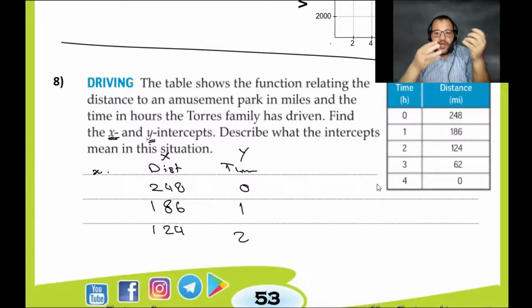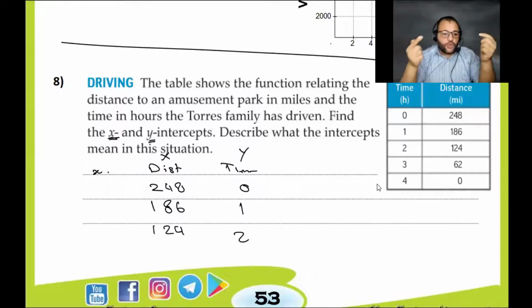Just read any table, because now you can find it in a different order. I just give you two points, and I didn't mention which one is x and which one is y, and I'm asking you to find the rate of change. So you have to find which one depends on what.